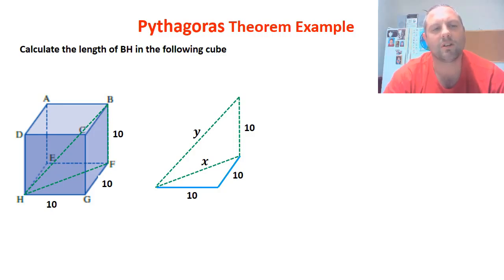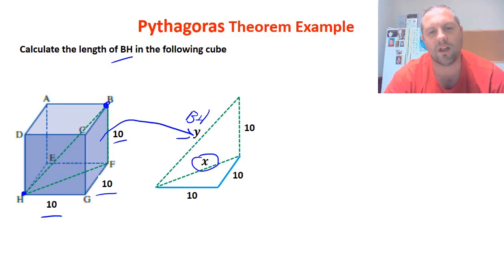Okay, so I'm going to give you another example. We've got: calculate the length of BH in this cube where all the sides are the same. BH is from this top corner to the front bottom corner, so it's a diagonal. Now I've just drawn it over here where Y is that B and H. So in order to find BH we need to know X. So we're going to look at this light blue triangle.